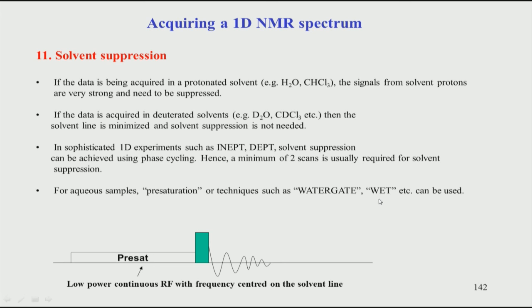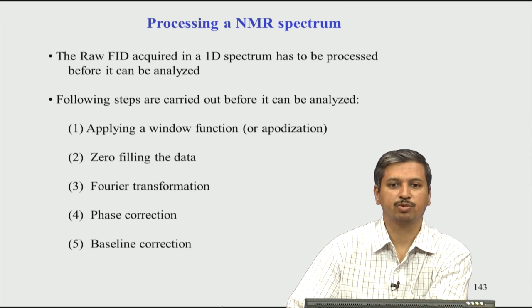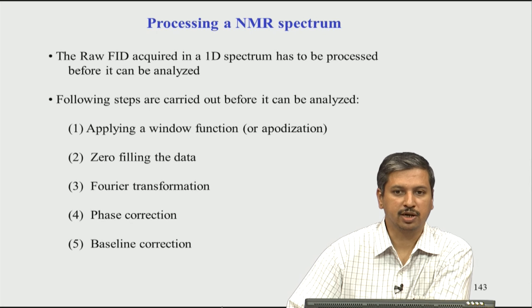The best approaches are more advanced, called Watergate, WET, etc. We will see that not now, but in the third or fourth part of the course, where we look at more advanced topics. Once the NMR data is recorded, the next step is to do what is called processing the data.